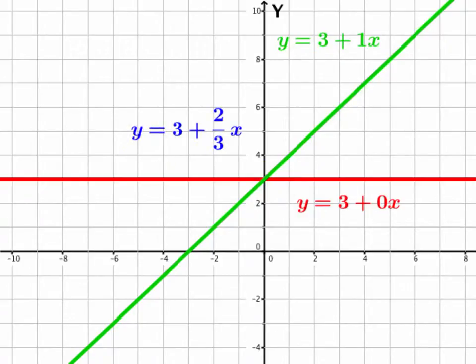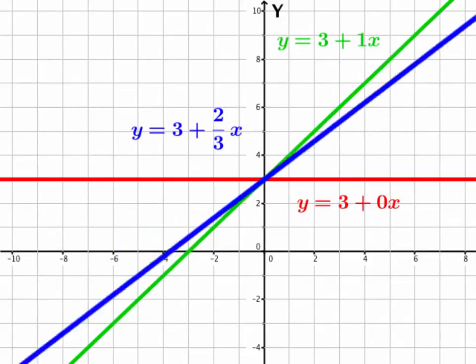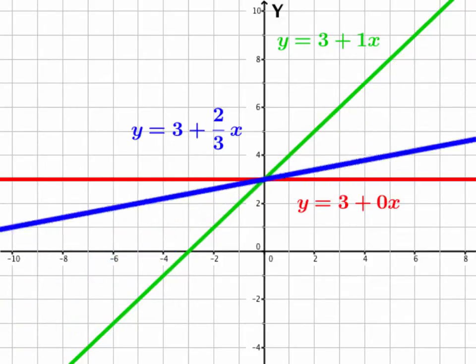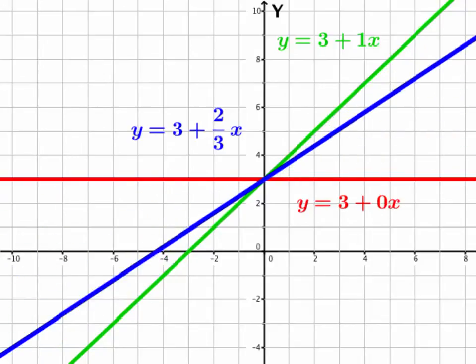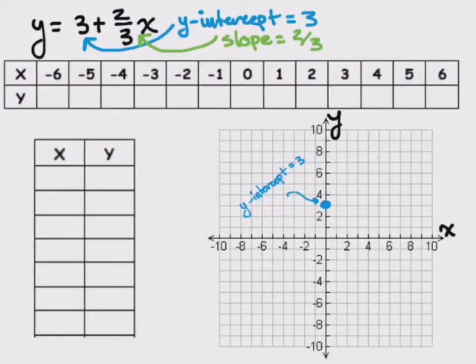So, y equals 3 plus 2/3 x should be somewhere in between the two. Where? I'm not sure. Since 2/3 is a little bit closer to 1 than it is to 0, I don't know, maybe we'll guess around there. Alright, so we got a nice estimate of what this graph is going to look like from our graphing calculator software, but let's figure it out for sure.